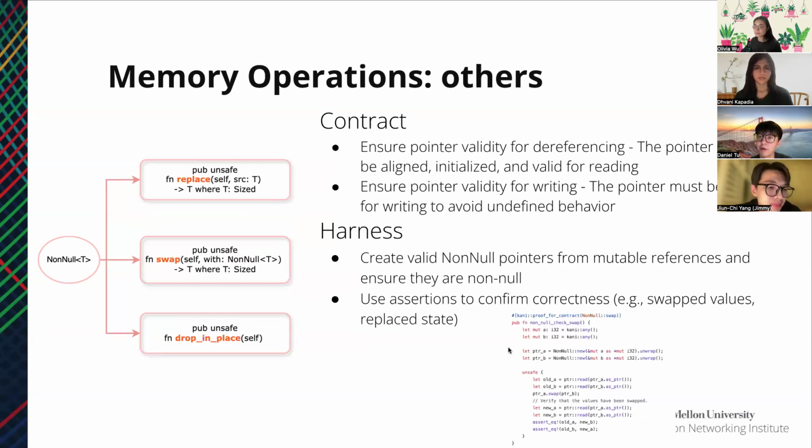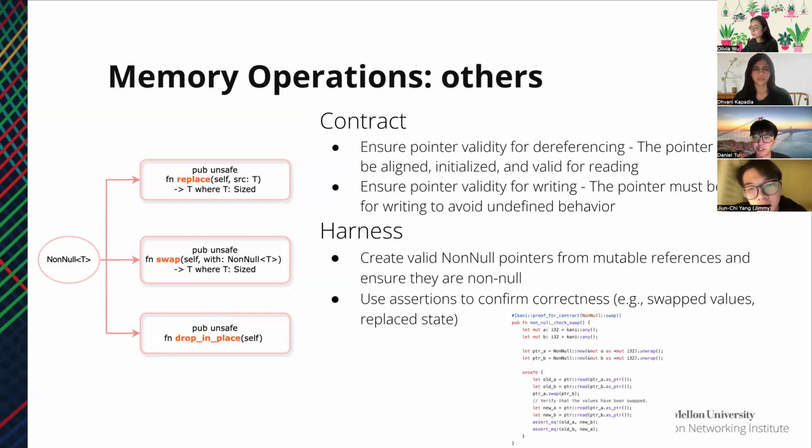And then I will talk about the rest of the API that belongs to memory operation types. These three APIs host different functionalities, but they share a similar contract and safety requirements. The first is replace. We can replace the value at the pointer's location with a new value, while also returning the old value without invoking its destructor.